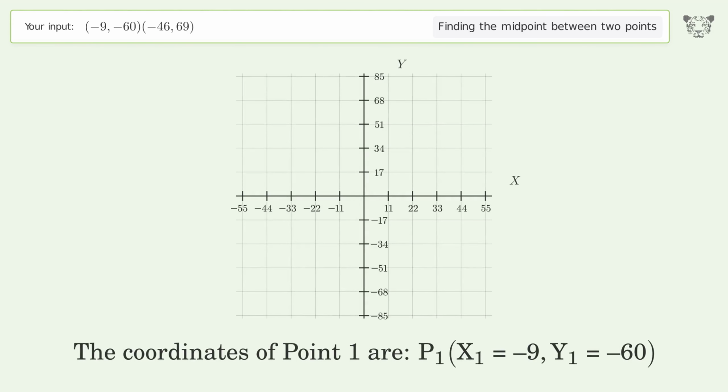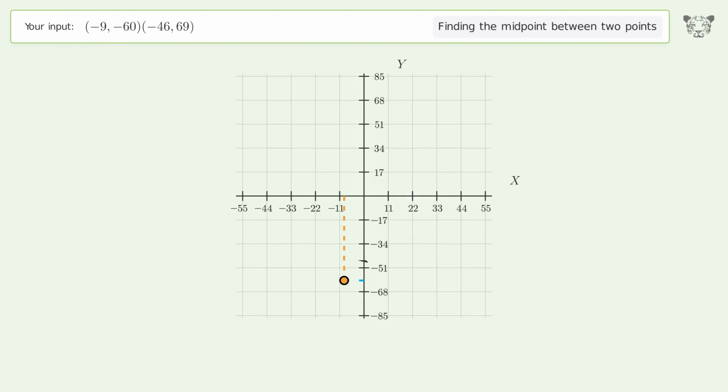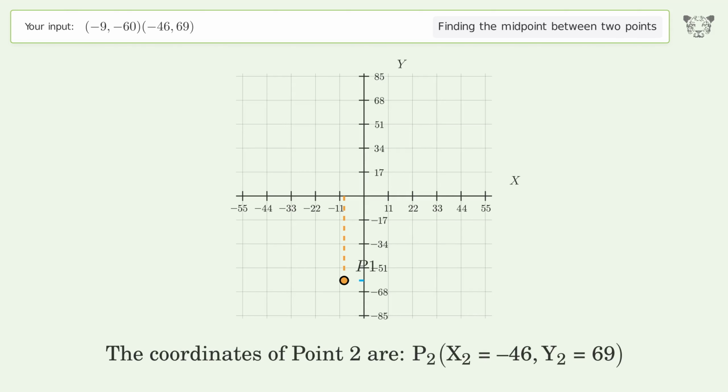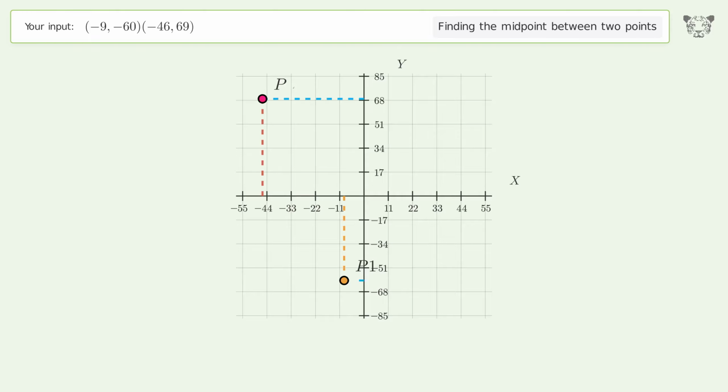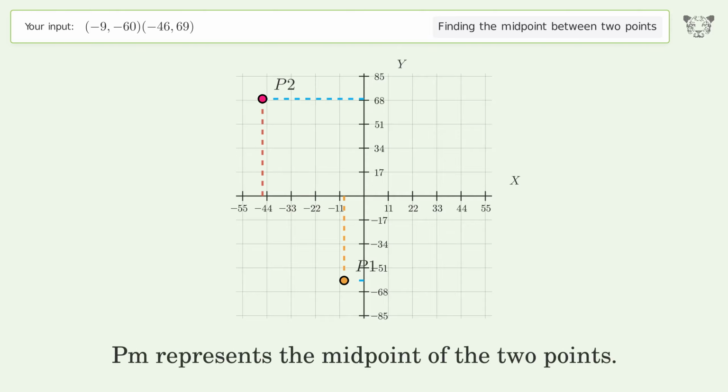The coordinates of point 1 are, x1 equals negative 9, y1 equals negative 60. The coordinates of point 2 are, x2 equals negative 46, y2 equals 69. PM represents the midpoint of the 2 points.